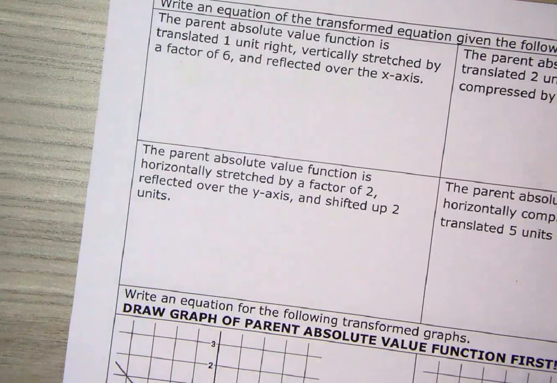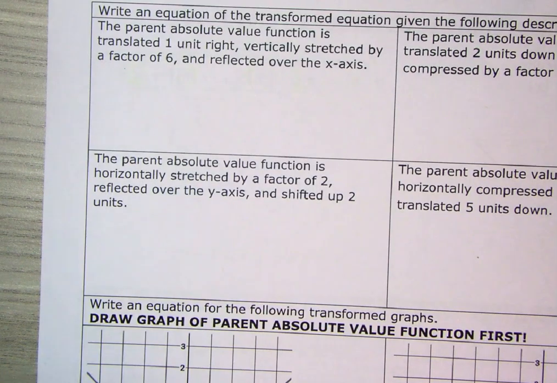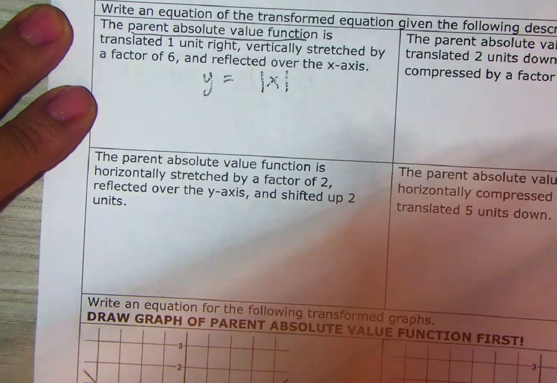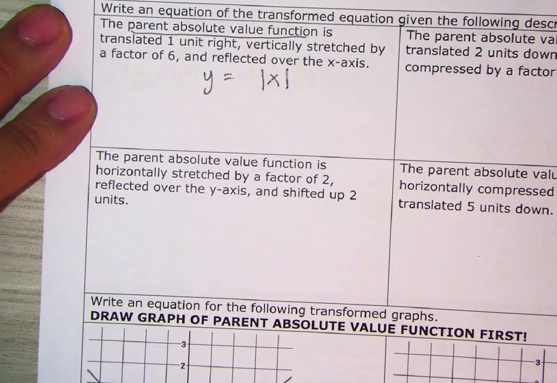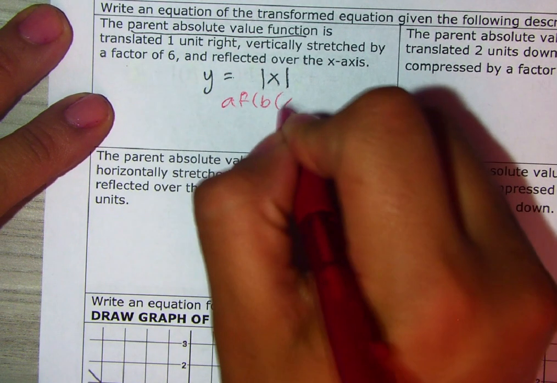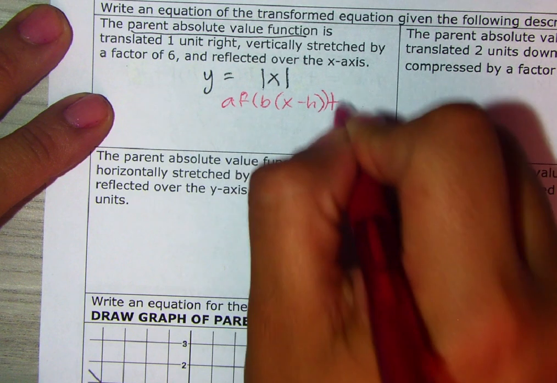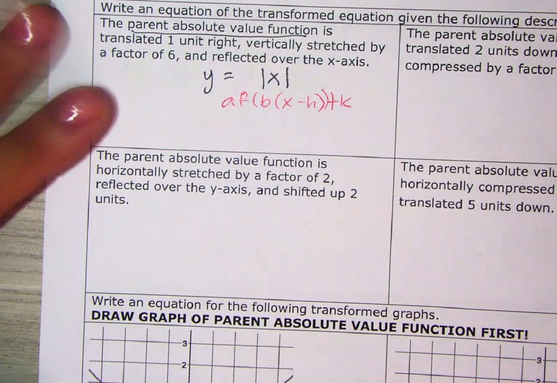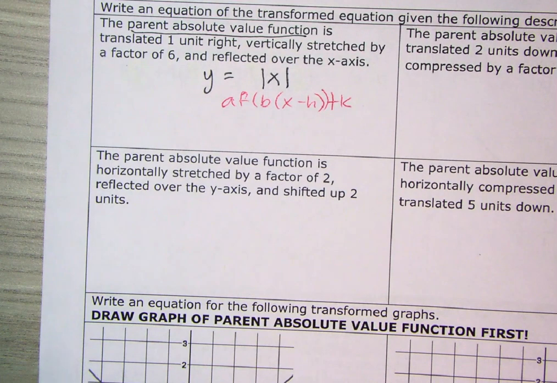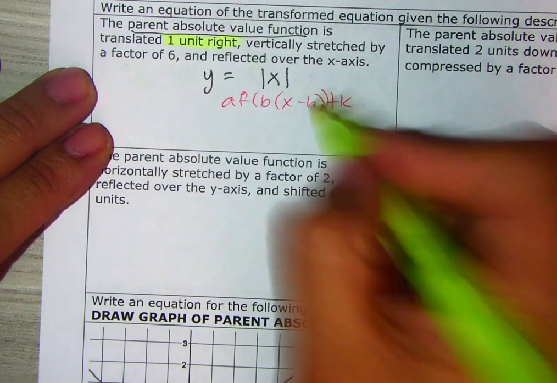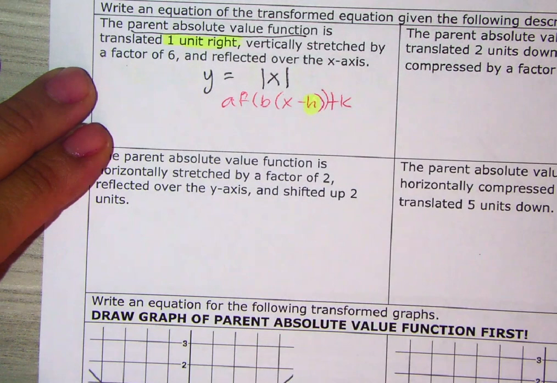On the back, now you have the descriptions given to you, and you need to write the equation. So start by writing the parent absolute value function, which is y equals absolute value of x. And then maybe even writing the template again helps: a, f, b, x minus h, plus k. And then as you read, underline or circle or highlight the keywords you have as far as changes. So it says it translated 1 unit right. So that would mean that the h is affected.